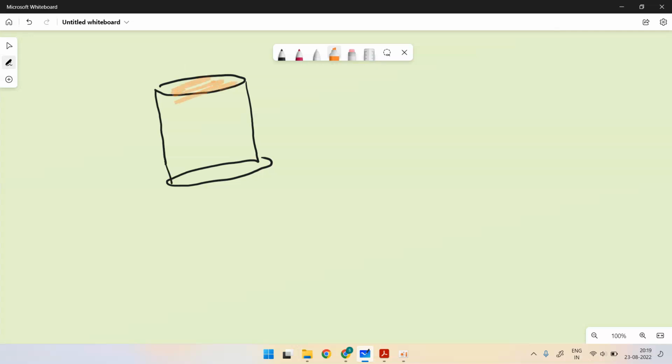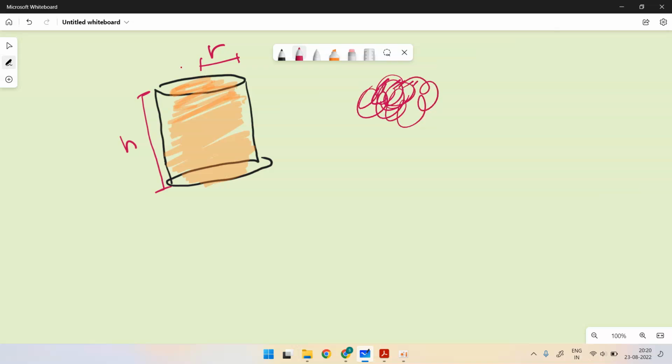I'm coloring. This is sand. Now this sand. First, this well is dug for height h. Radius is r. Actually, diameter is given, so you can easily calculate radius by the formula r is d by 2. We have given r. Now suppose this is sand which is extracted from the well, is surrounded by it.